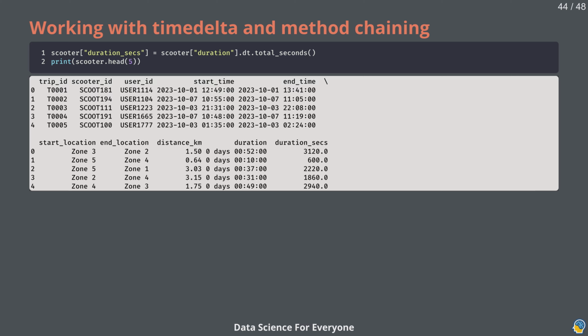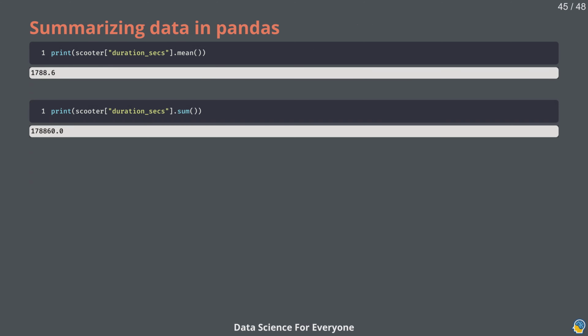Pandas supports chaining methods for cleaner code. For example, to convert durations into total seconds, we can use the .total_seconds method. Viewing this converted value shows ride lengths in seconds instead of timedeltas. We can also summarize time data using built-in methods like .sum or .mean as shown here.